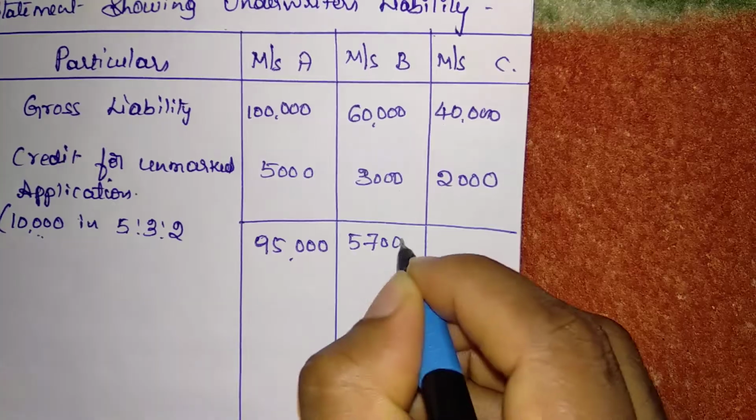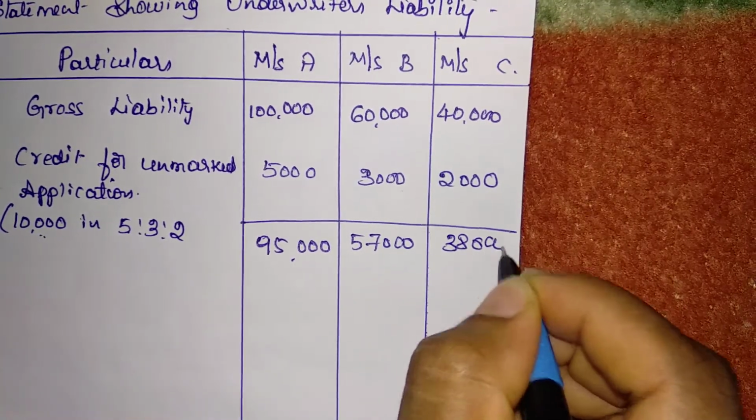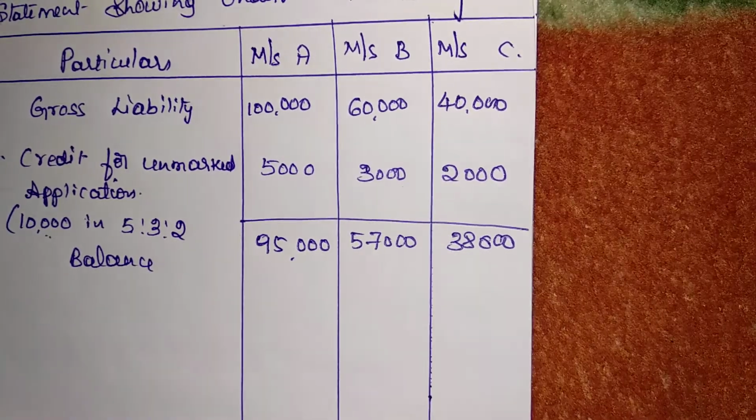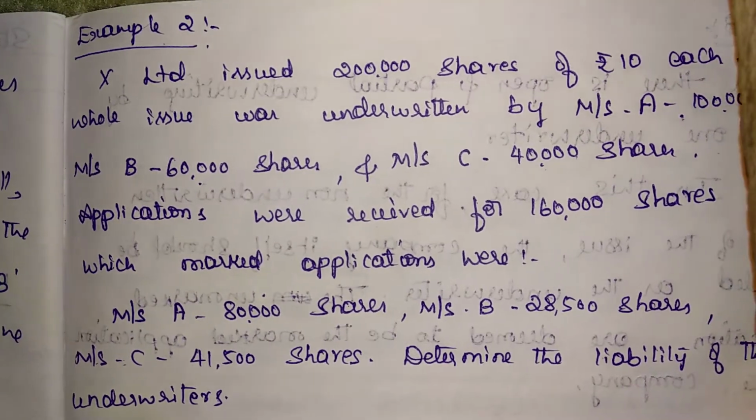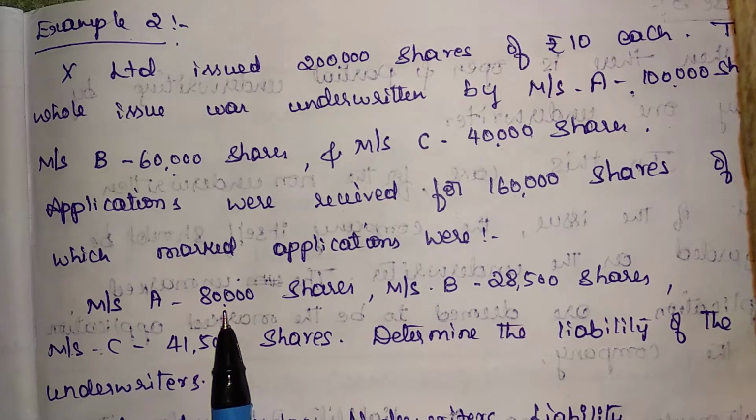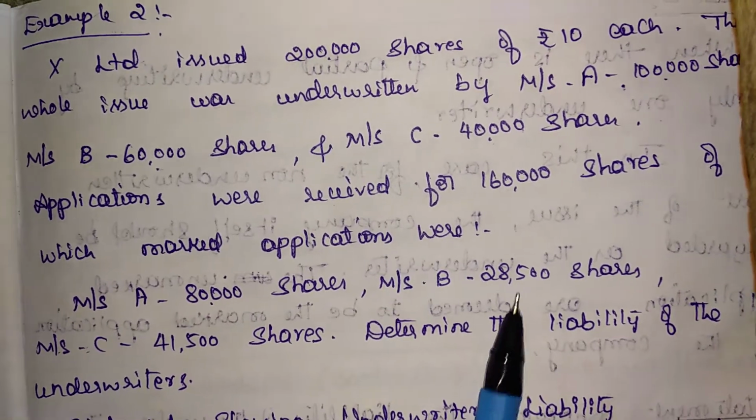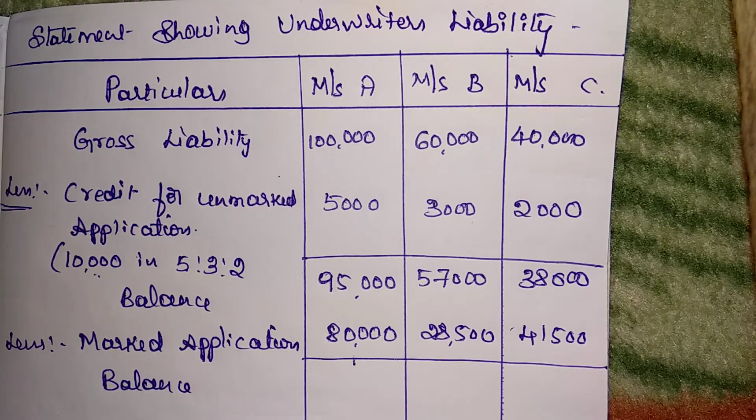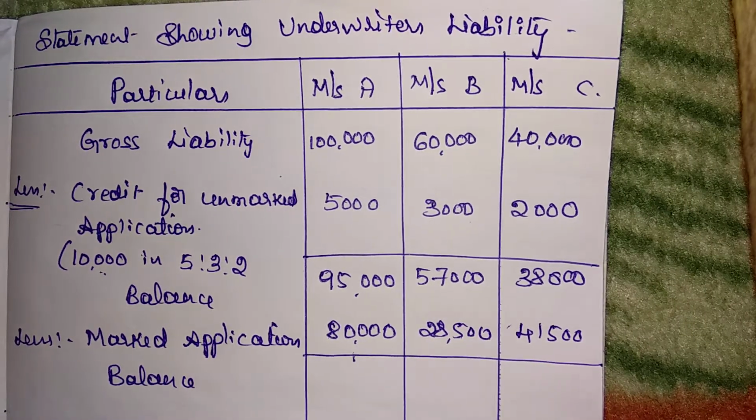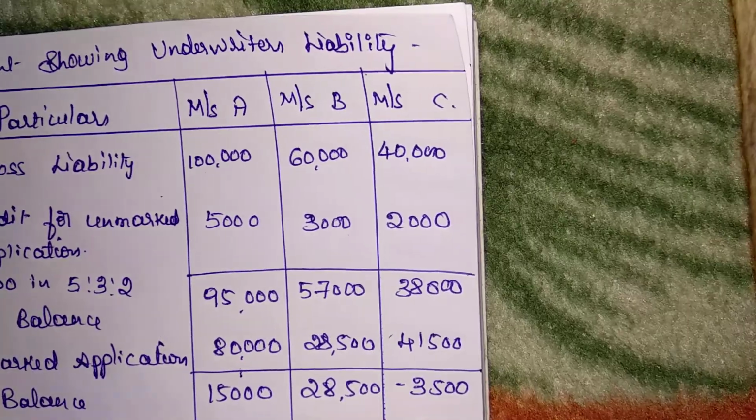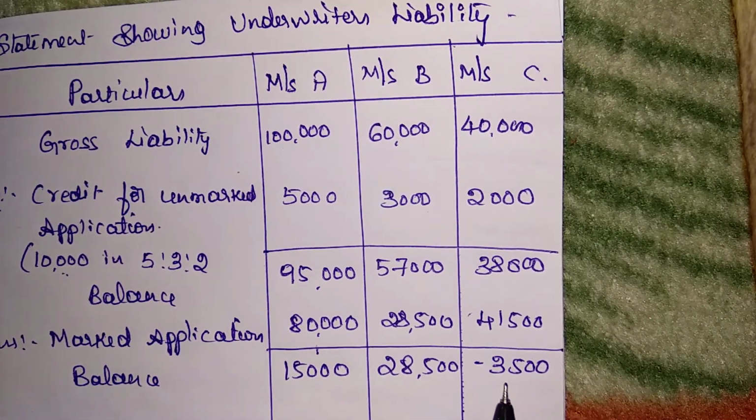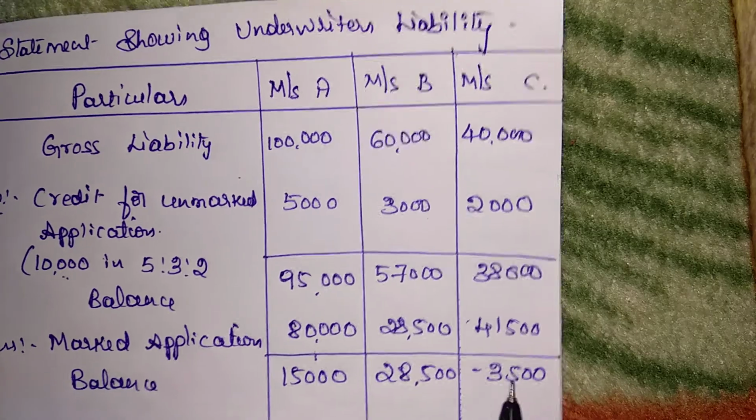57,000 and 38,000. You'll get the balance, and then deduct the marked application. Marked application given in the problem is A 80,000, B 28,500 and C 41,500. We'll write this. This is the answer, so we will get the balance: 15,000 shares, 28,500 shares, and minus 3,500 shares. What is this minus 3,500?